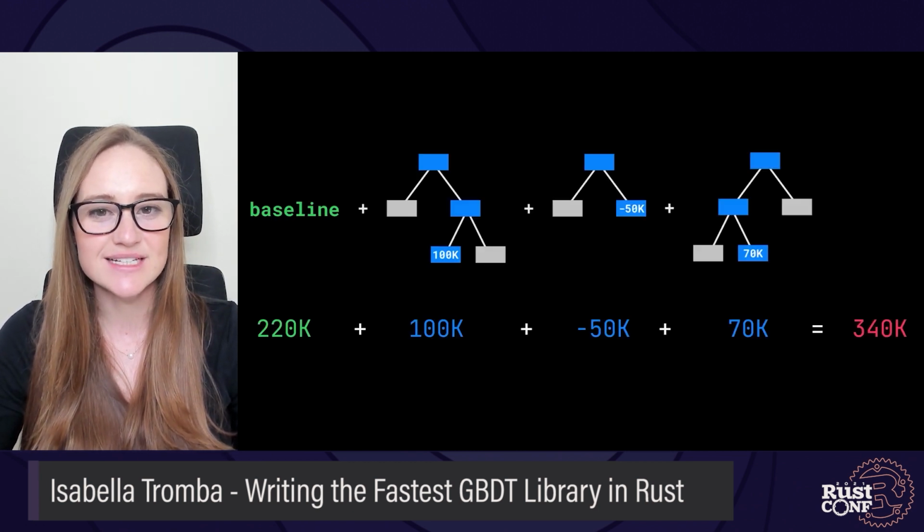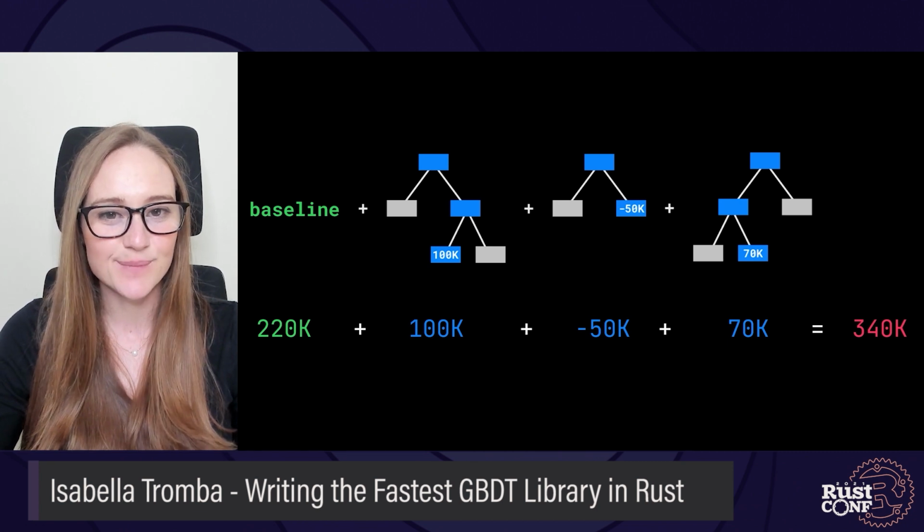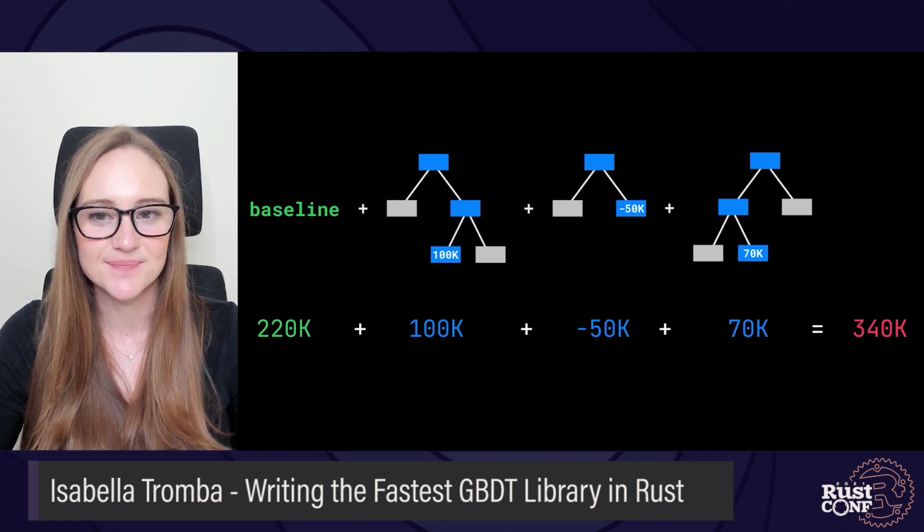A single decision tree isn't very good at making predictions on its own. So we train a bunch of trees, one at a time, where each tree predicts the error in the sum of the outputs of the trees before it. This is called gradient boosting over decision trees. In this example, the prediction is 340,000.